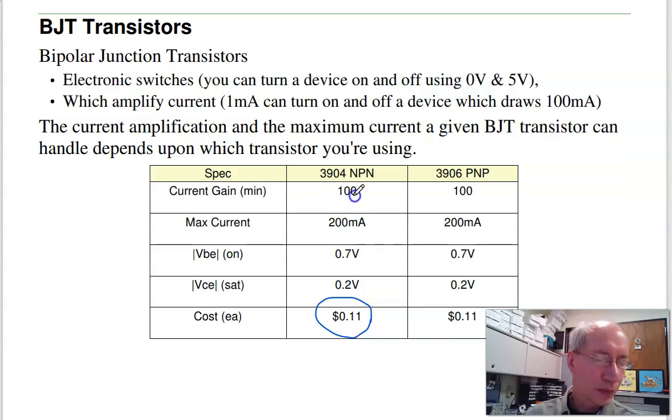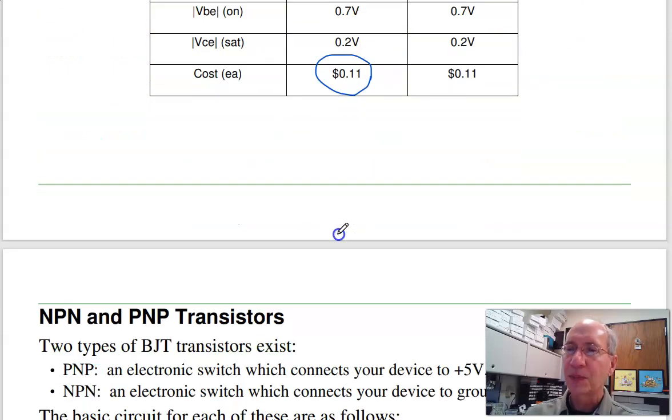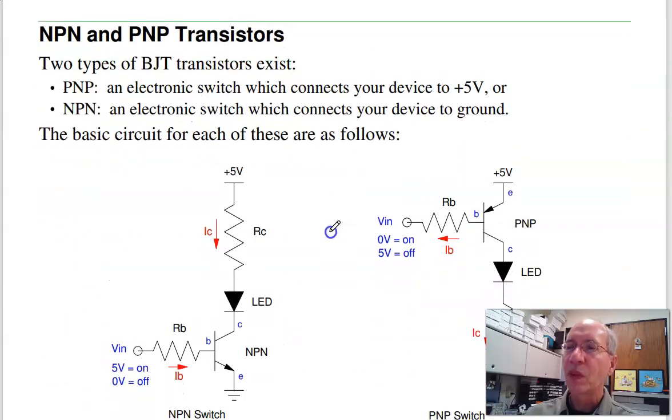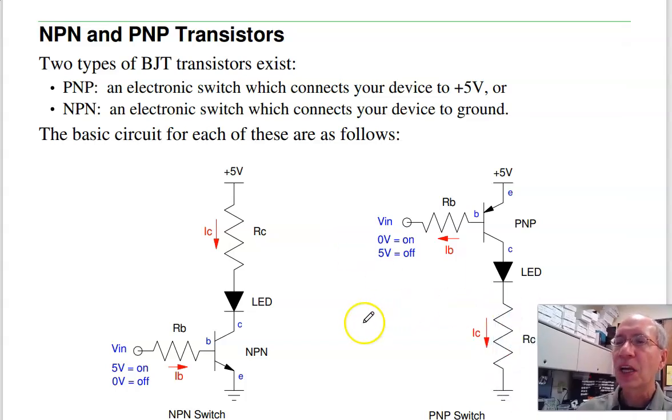So I only need 2 milliamps in to produce 200 milliamps out. A Raspberry Pi Pico can do 2 milliamps. Now to use the transistor as a switch, there's kind of two different circuits. I can use an NPN or a PNP.